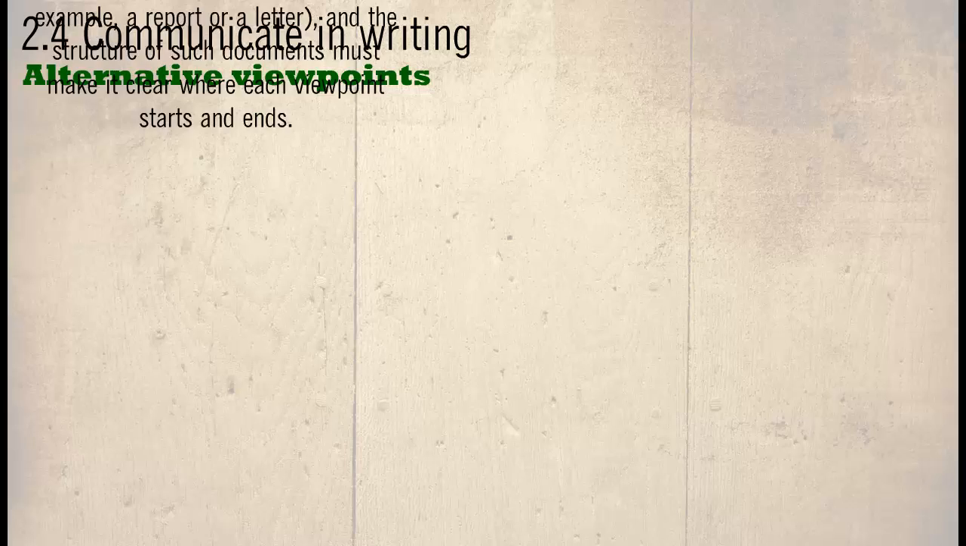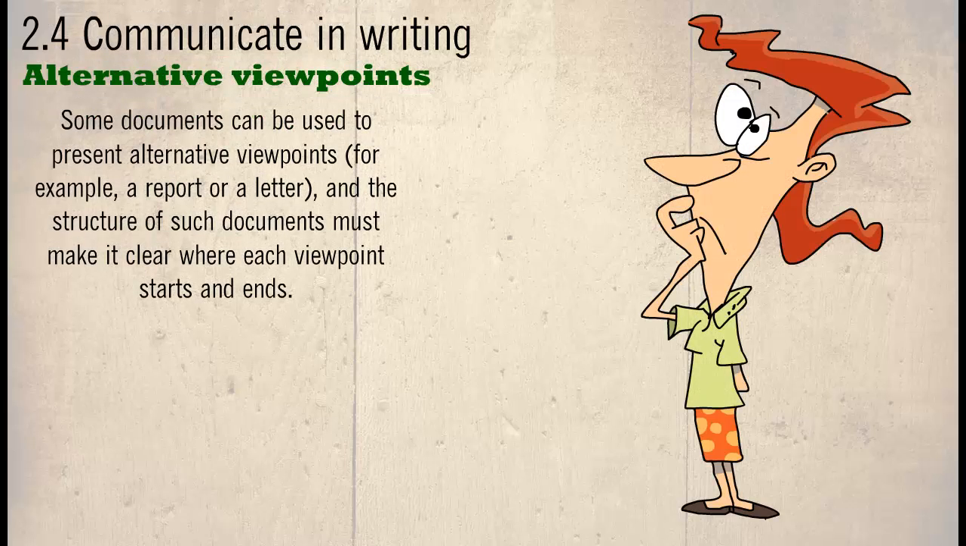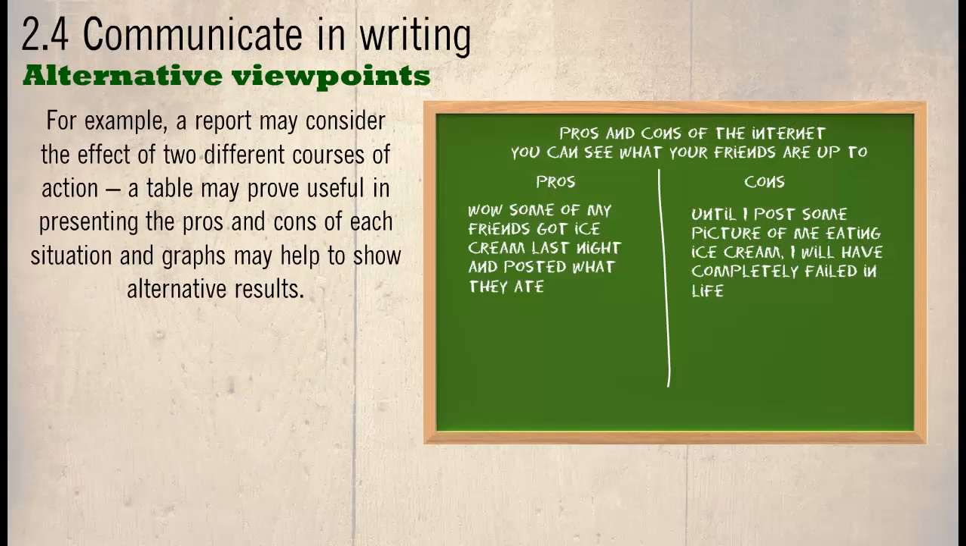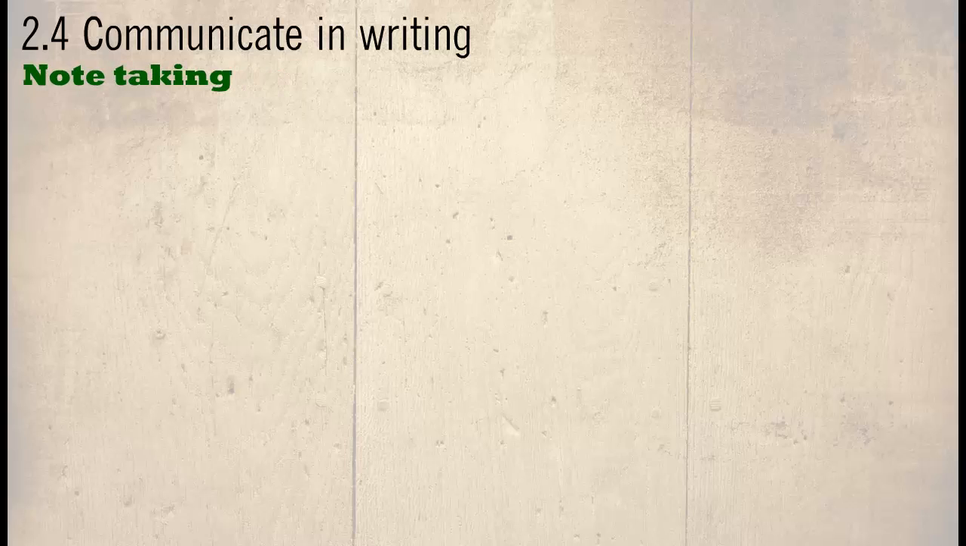Alternative viewpoints. Some documents can be used to present alternative viewpoints, for example a report or a letter, and the structure of such a document must make it clear where each viewpoint starts and ends. The structure may include an introduction to explain the purpose of the document and a summary of the main points covered. For example, a report may consider the effect of two different courses of action. A table may prove useful in presenting the pros and cons of each situation, and a graph may help to show the alternative results.